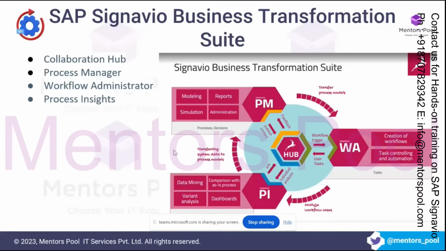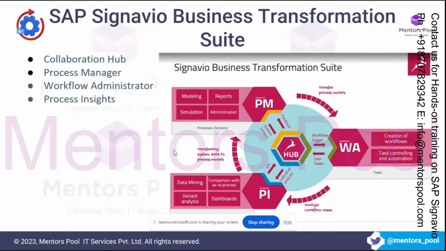First is Collaboration Hub. Collaboration Hub lies in the center. Our first landing page is Collaboration Hub. It's more like a dashboard where you can see whatever you build in Process Manager, whatever tasks you have to perform, whatever process insights you have done. All those things can be published on Collaboration Hub, and we can also comment and share feedback over there.